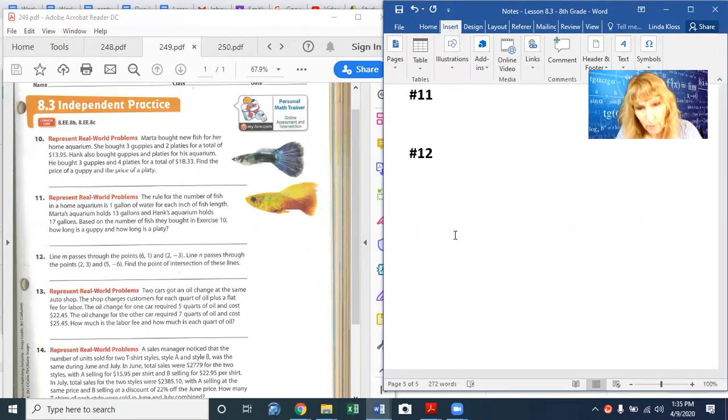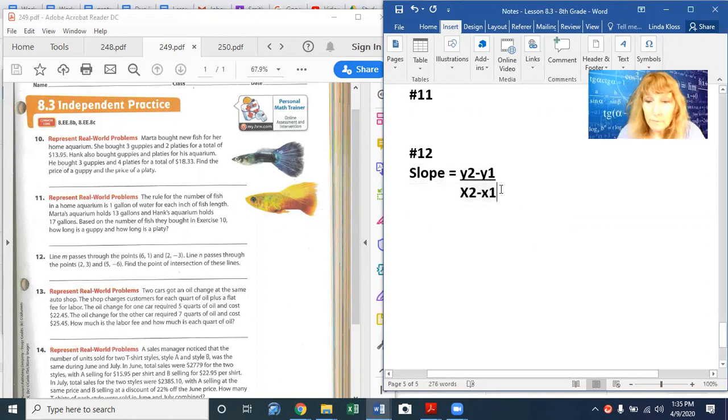Okay, so remember how we find slope: slope is equal to y2 minus y1 all over x2 minus x1. Right? Exactly. So that's how we find our slope. They're giving us 2 points for each line. So we're going to go to line M, and we are going to find the slope of line M.